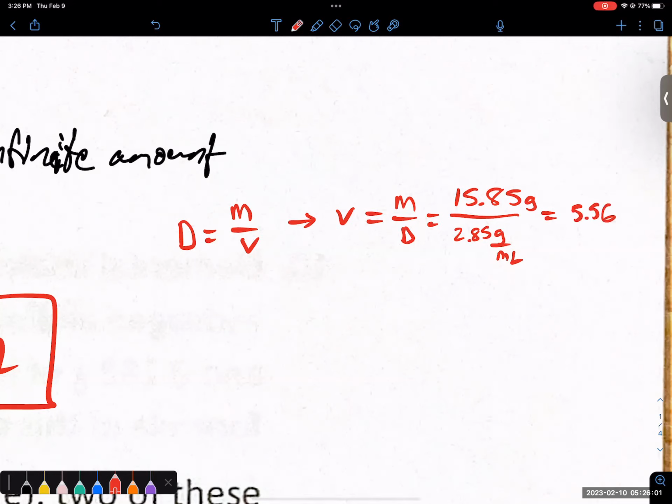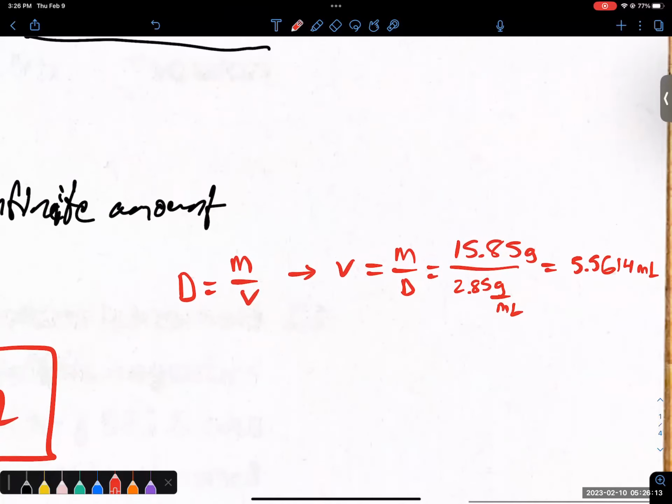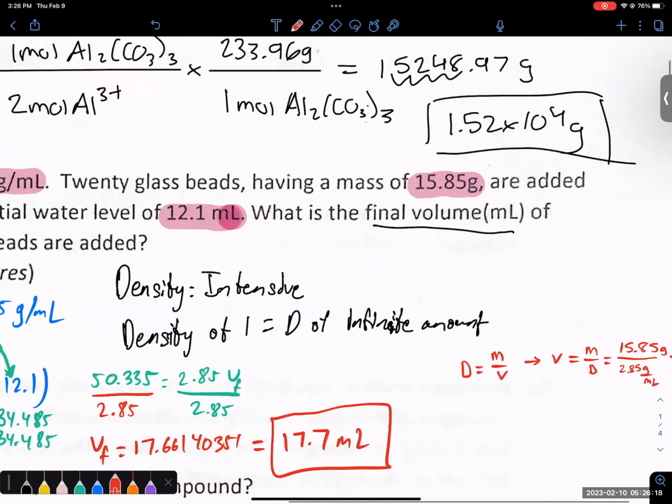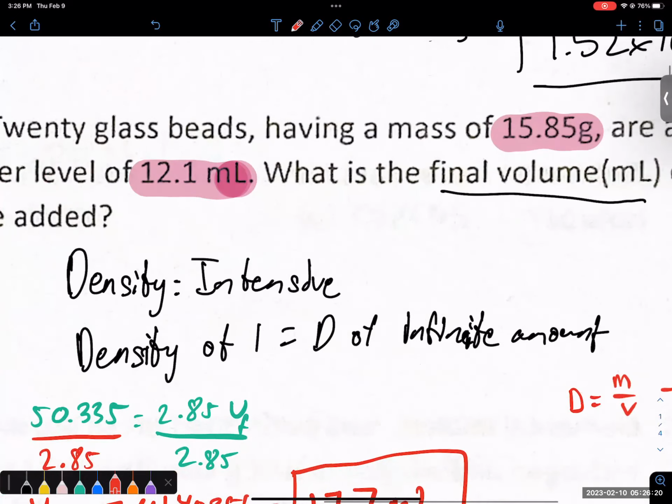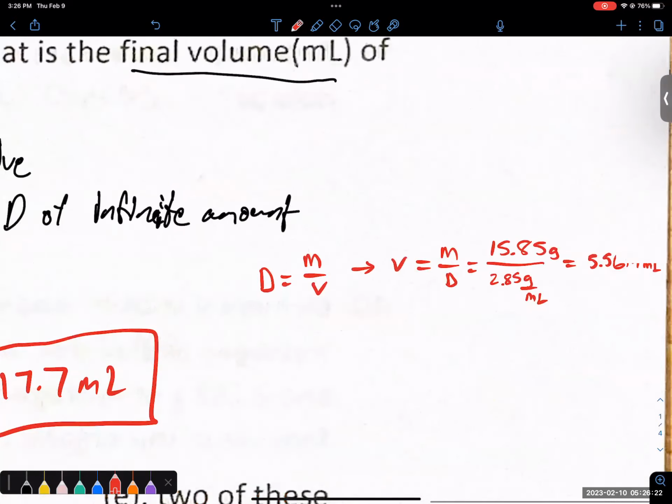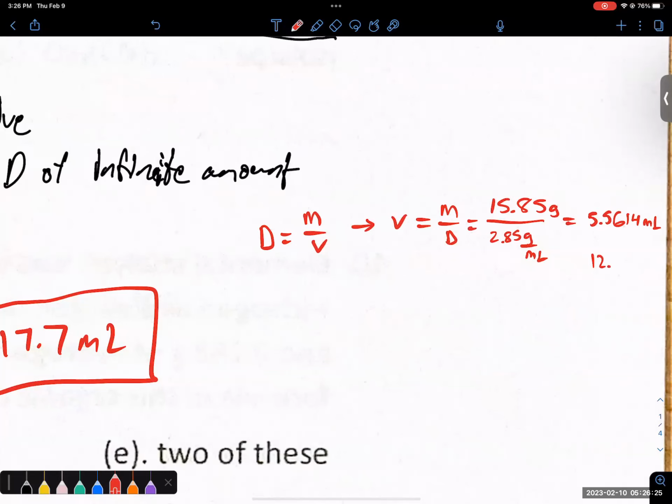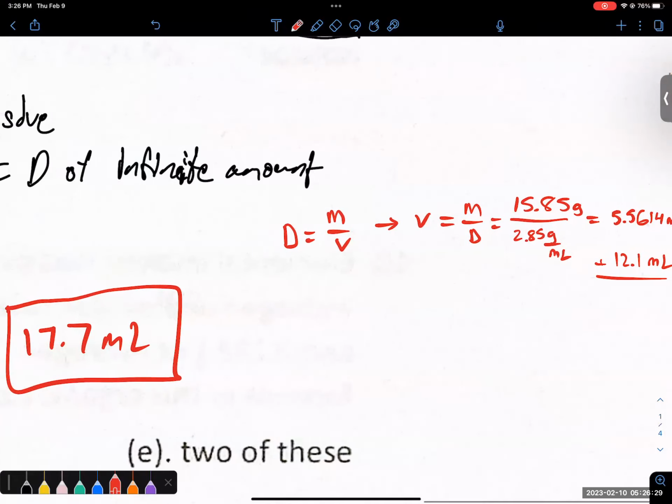This is going to give you a volume of 5.56. So this is not the final volume. This is not the answer. This is the volume of the glass beads, 5.614 mL. If that's the volume of the glass beads, we add it to the volume of water, and you get your final volume. So it'll be 12.1 milliliters, which will give you the exact same thing, 17.66, which is 17.7.